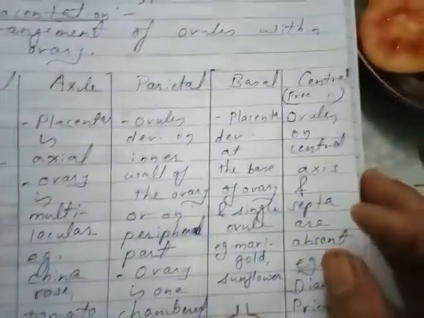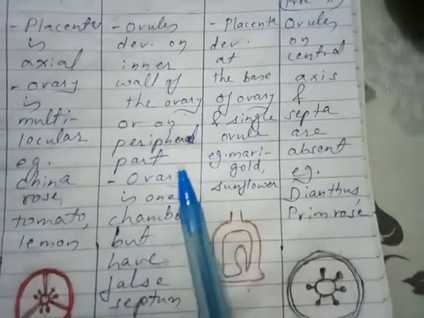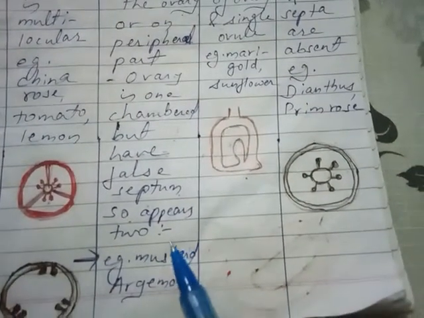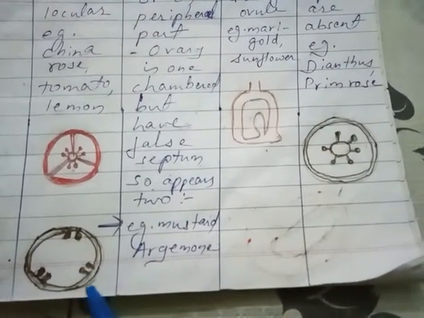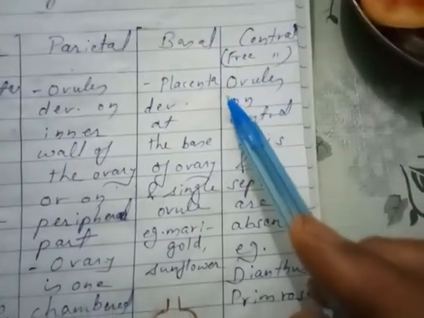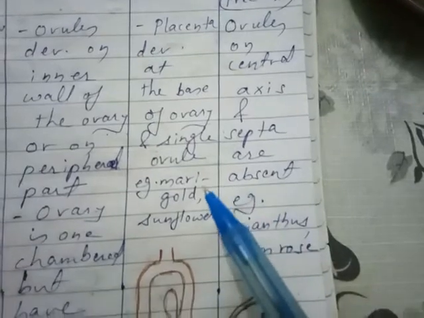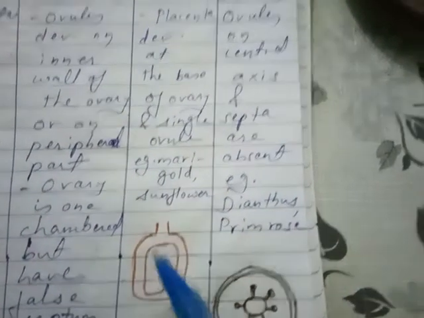Then in parietal, ovules develop on the inner wall of the ovary or on the peripheral part. Ovary is one chambered but has a false septum, so appears two. For example, mustard and argemone. So ovules are present on the periphery. Then in case of basal, placenta develops at the base of the ovary and a single ovule is present. For example, marigold and sunflower. So a single ovule will be present at the base.